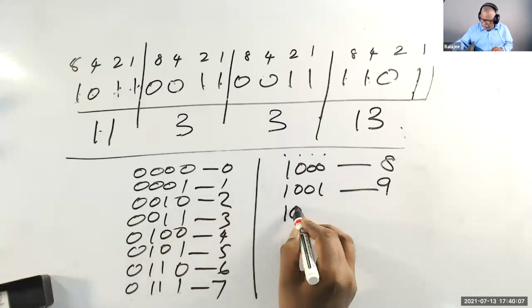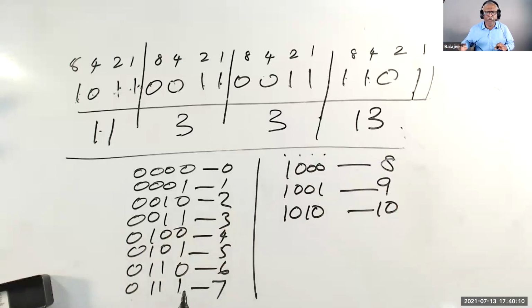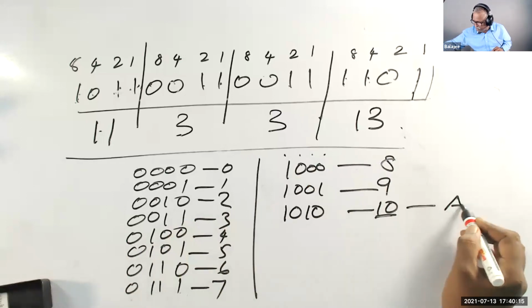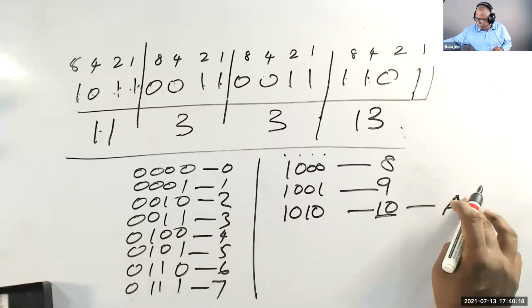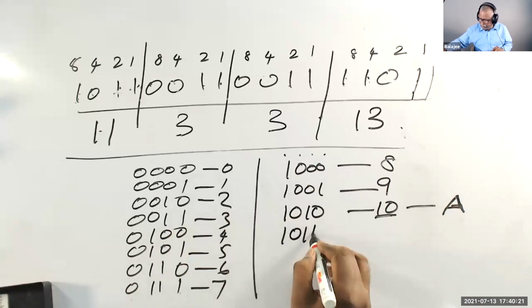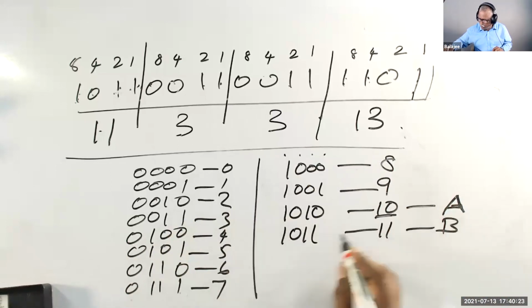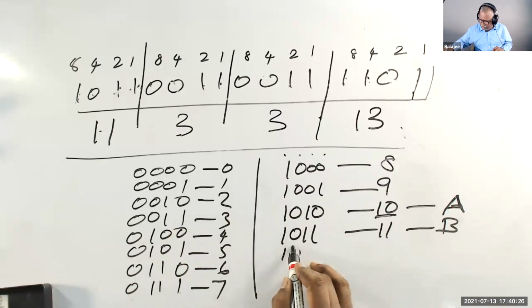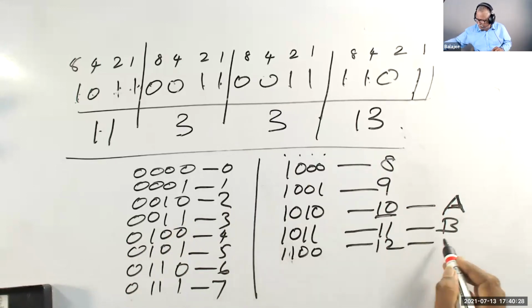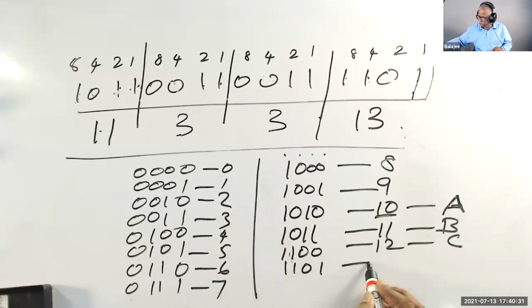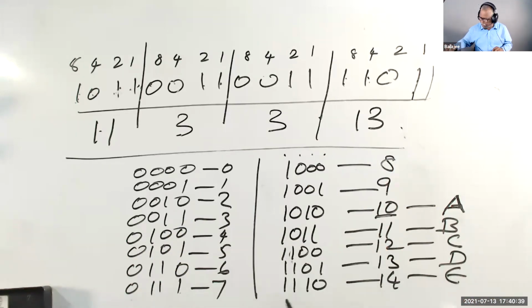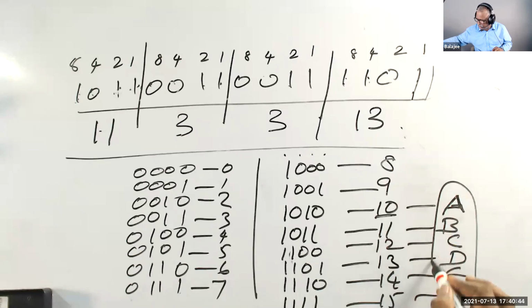Now, when I write 1010, I get 10. But they said, no, I don't want 2 digits. I want it to be 1 digit. So what they've written is A. This A is not your alphabet A. This is a different symbol. 1011 is B. 1100 is 12, C. 1101 is 13, D. 1110 is 14, E. And finally, all 1s is 15. You get F. So they introduced extra symbols.